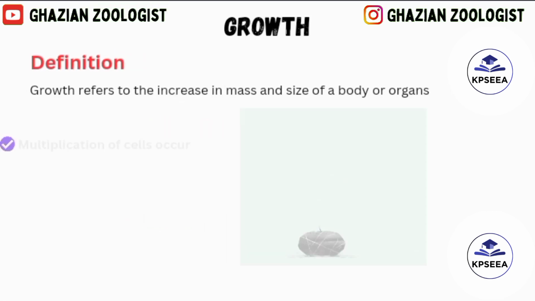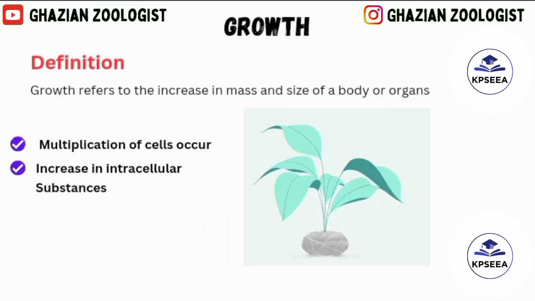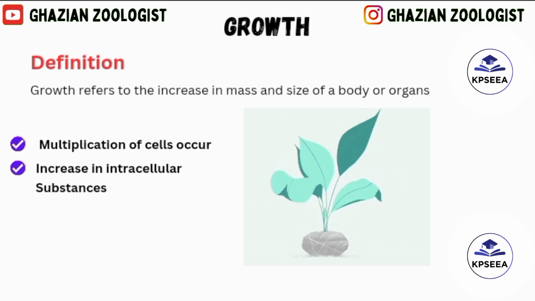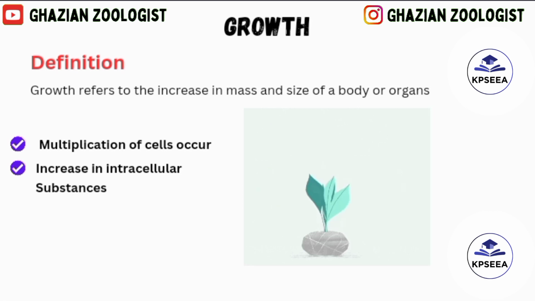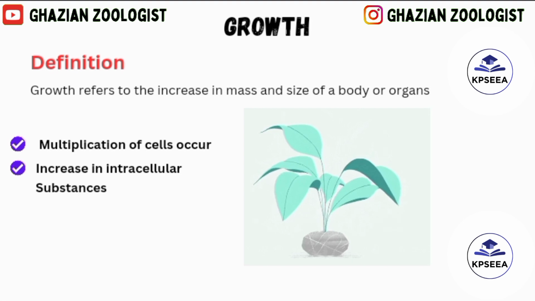The next one is growth. Growth refers to an increase in mass and size of the body or organs. When we grow up, our body weight increases, and the cells inside the organs also increase. There are 2 processes that occur during growth. First, multiplication of cells occurs, by which the organ increases in size, and the other one is the intracellular substances. They also increase. Intracellular substances are those substances which are present inside the cell.